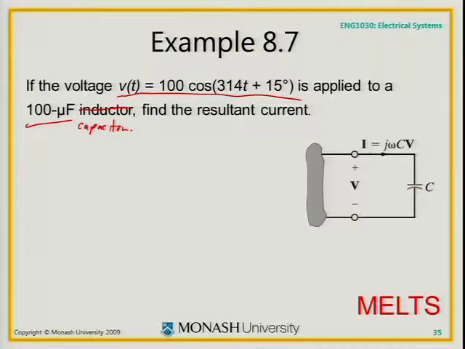You use this relationship that we've just derived, I equals j omega C V. So you take your voltage, convert it to a phasor. Then you can use this relationship here to find the current phasor, and then you convert that back to the time domain.